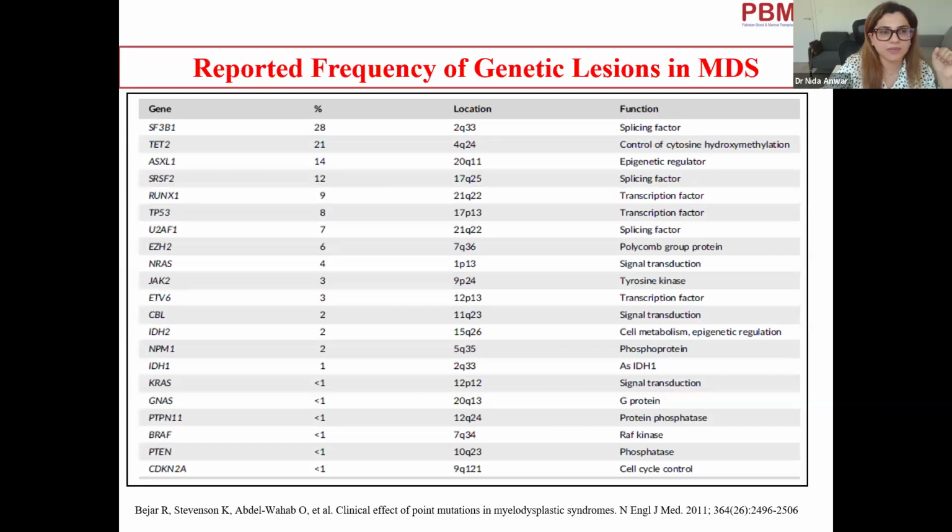This is a slide demonstrating the reported frequency of these genetic lesions in MDS, in order of frequency, the most common being SF3B1, TET2, ASXL1, SRSF2, RUNX1, TP53, and so on.